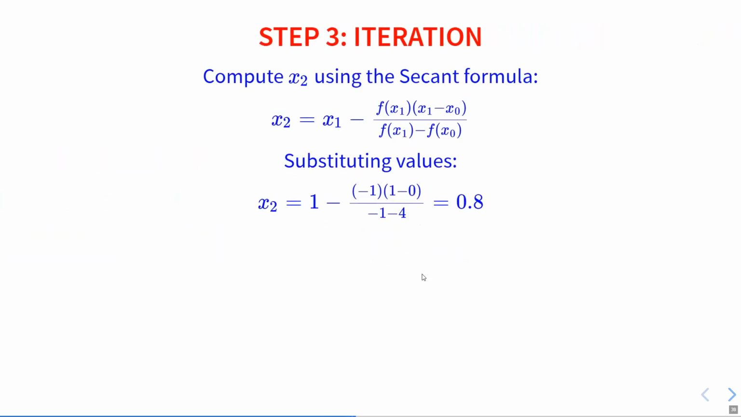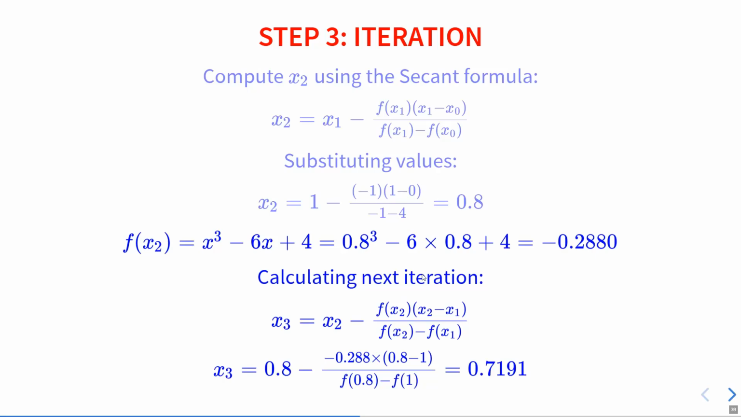Now we are going to calculate x2 using the secant method: x1 − f(x1)(x1 − x0) / (f(x1) − f(x0)). Substituting the values, x1 is 1, so 1 minus f(x1), which is −1, times (1 − 0), divided by f(x1) = −1 minus f(x0) = 4. Here we get x2 = 0.8. Now f(x2) is −0.2880.